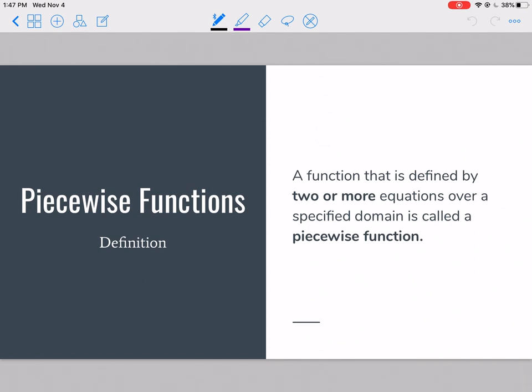A reminder of the definition of a piecewise function. I know that, like I said, we've touched on this a little bit so far in this class, but I do want you to write this down again just as a refresher. So piecewise functions are functions that are defined by 2 or more equations over a specified domain. So you've got multiple equations instead of just one for piecewise functions.